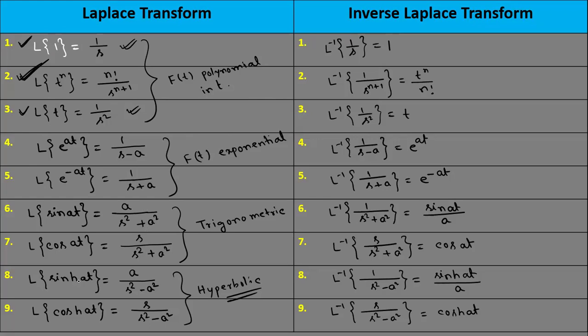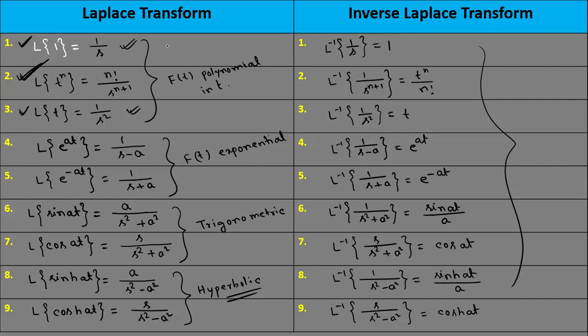And for hyperbolic, similarly for sine hyperbolic, the numerator will be a constant number, and for cos hyperbolic, the numerator will be variable s, and the denominator will have a negative sign, s square minus a square. If you can find all the formulas of Laplace transform, then you can easily find all the formulas of inverse Laplace transform. So I will advise you not to remember all these formulas of inverse Laplace transform. Just remember the formulas of Laplace transform, and easily you can get the formulas of inverse Laplace transform.